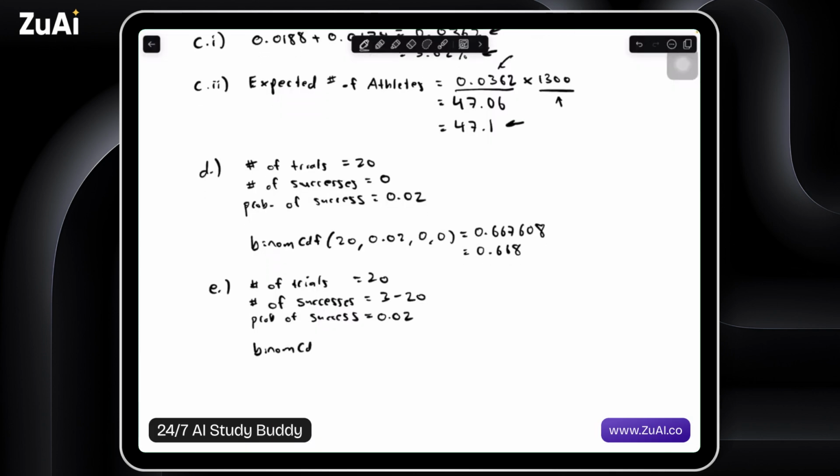What did we perform? Binomial CDF, 20 trials, probability of success 0.02, and the range is from 3 to 20. And the result was 0.007069. To 3 significant figures: remember, a significant figure only begins after a significant digit. So this is 1, 2, 3, and so 0.00707. Here we go.